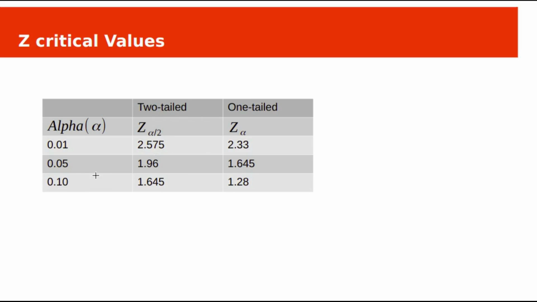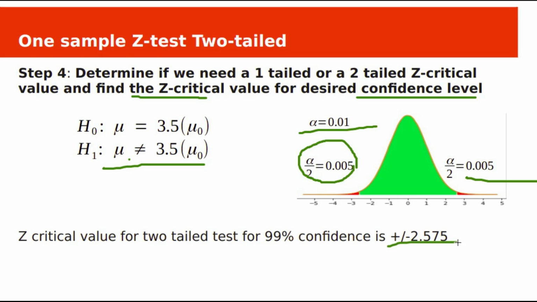You can also see here for 99% confidence level, alpha 0.01. It is a two tail test, so the Z value is 2.575. Left side minus 2.575, right side 2.575. This is the Z critical value.